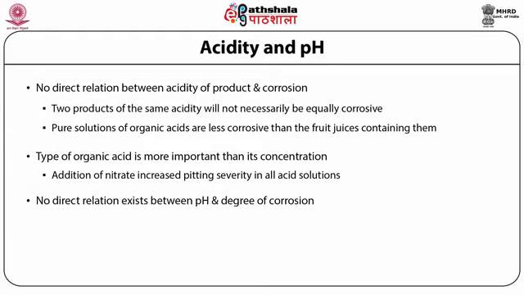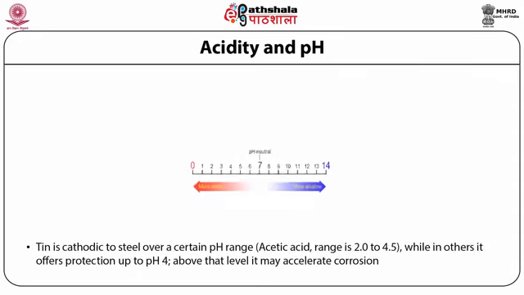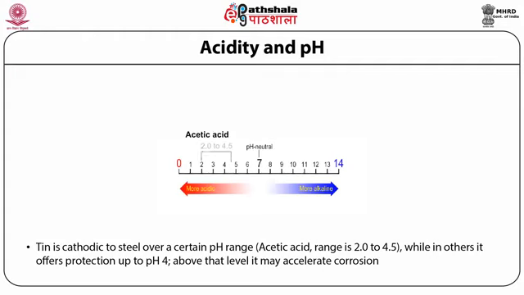This is not surprising when it is considered that the reaction product when a metal is dissolved is not always an ionic species but often a solid oxide or hydroxide. The pH of the system also determines the relative cathodic protection given to the steel. In some cases, tin is cathodic to steel over a certain pH range. For example, in the case of acetic acid, the range is pH 2 to pH 4.5, while in others, it offers protection up to pH 4. Above that level, it may accelerate the corrosion.